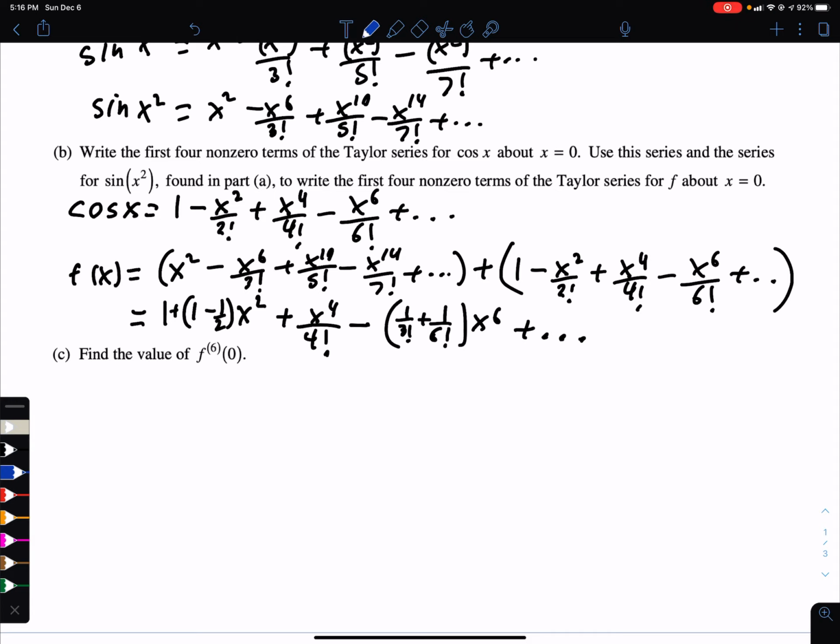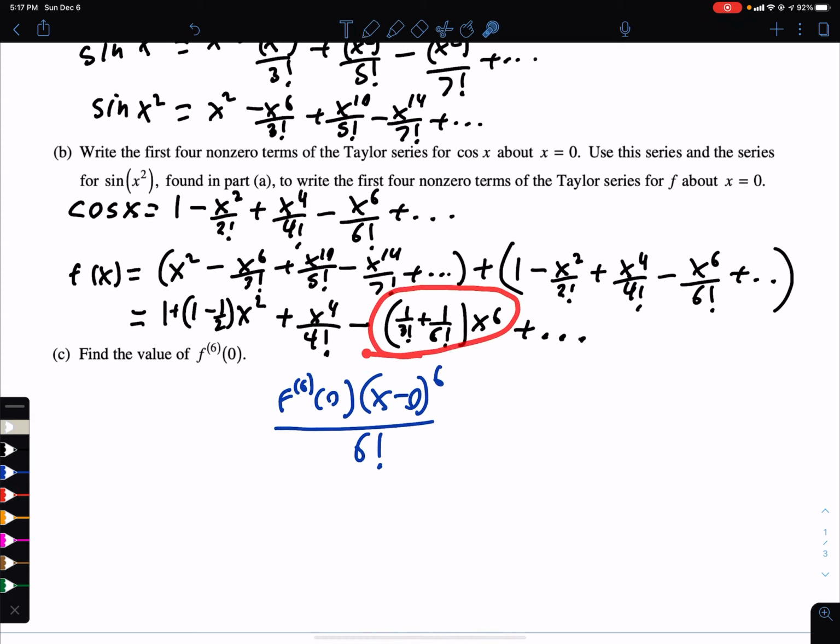You should realize the 6th degree term of a Taylor polynomial is formed by the 6th derivative at the center times x minus the center to the 6th power over 6 factorial. That's how you find the 6th degree term. But there is a 6th degree term right there. That must be the same because that's how you form it. So we set this equal to our 6th degree term.